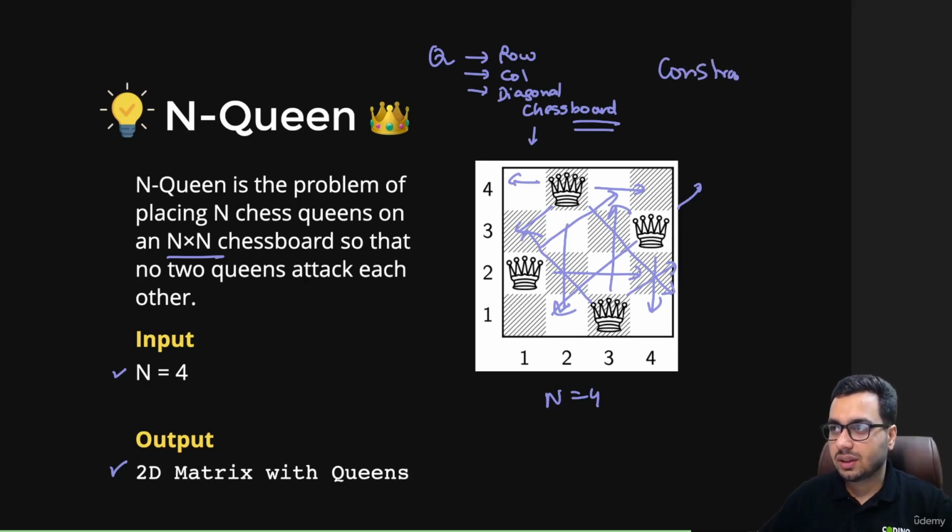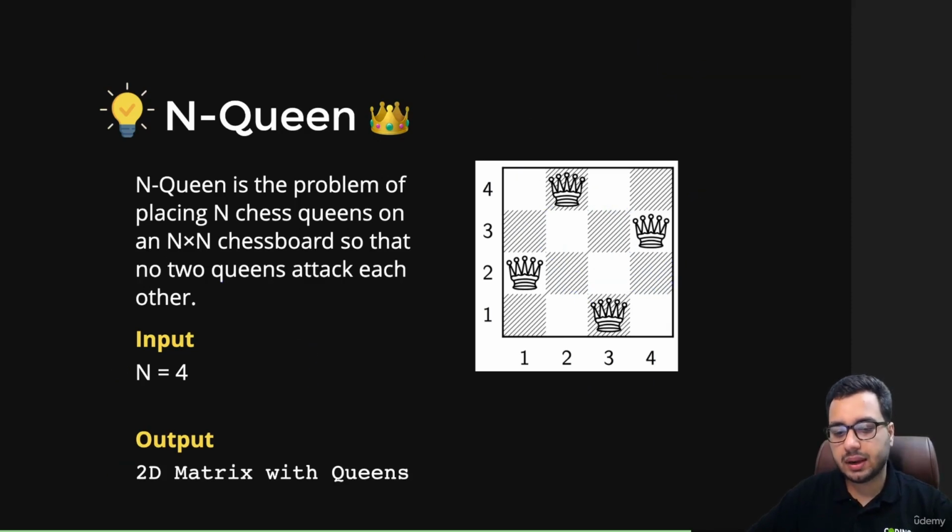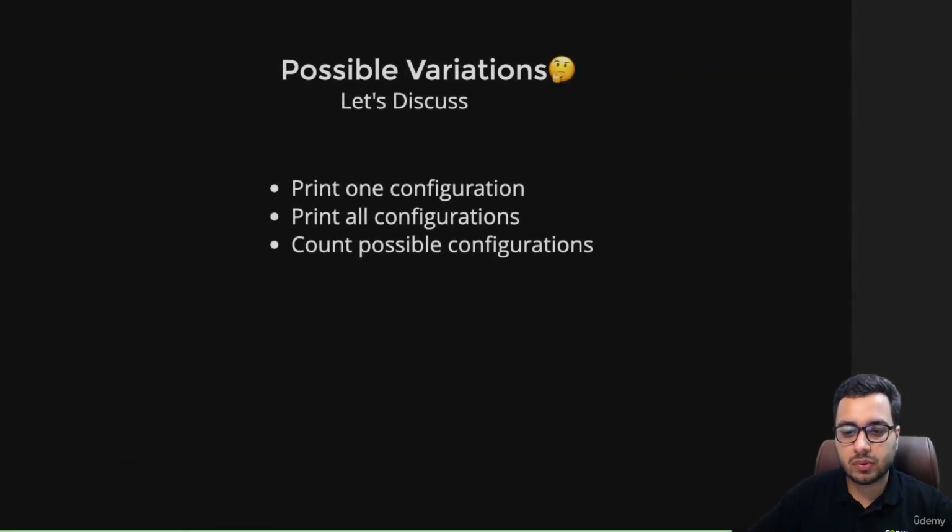Again, you can see it is about finding an optimal configuration that satisfies these particular constraints, and we discussed that backtracking can be used to solve these kinds of problems. So let's see how we would solve this problem, and let's try to come up with a logic.